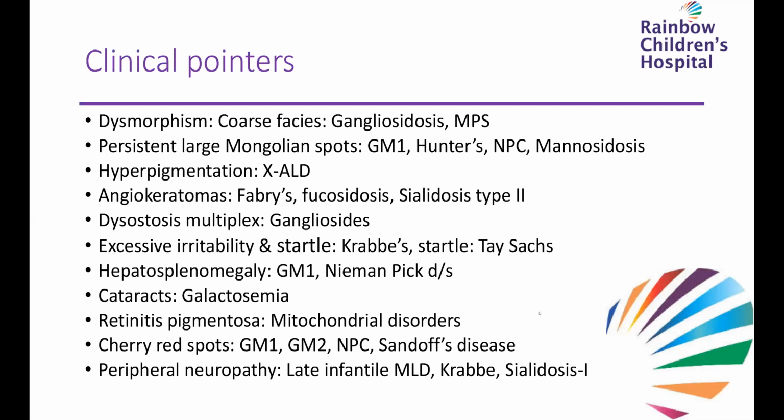Dysostosis multiplex is seen in gangliosidosis. Excessive irritability and startle is something that we classically see in Krabbe's. Excessive startle can also be seen in Tay-Sachs disorder. Hepatosplenomegaly can be seen in GM1 and Niemann-Pick disorder.